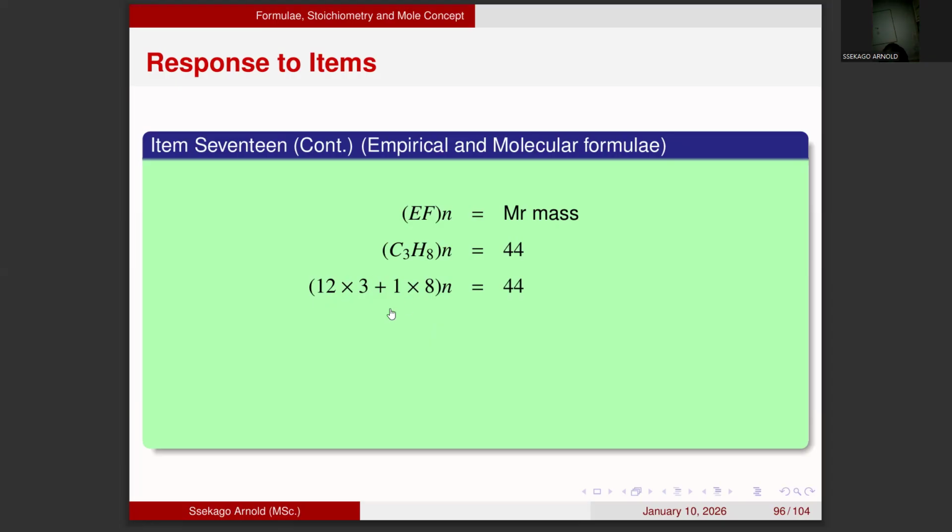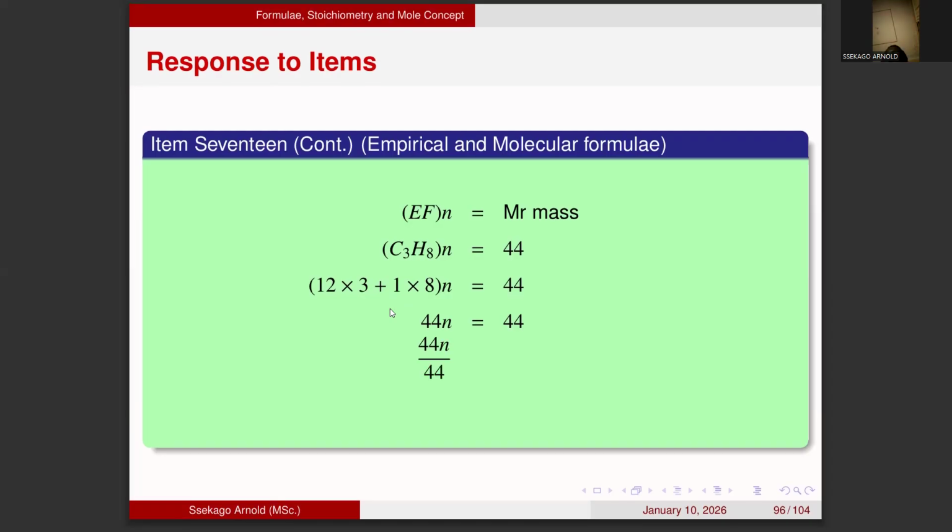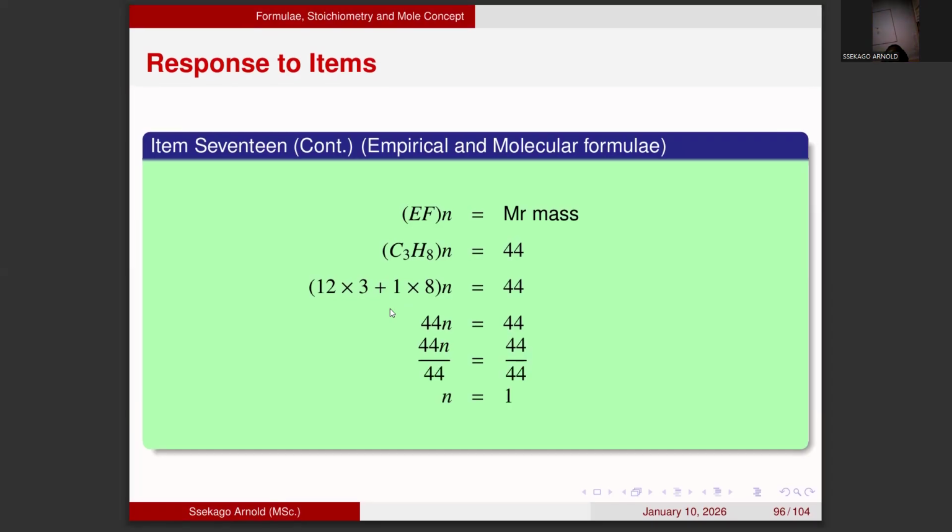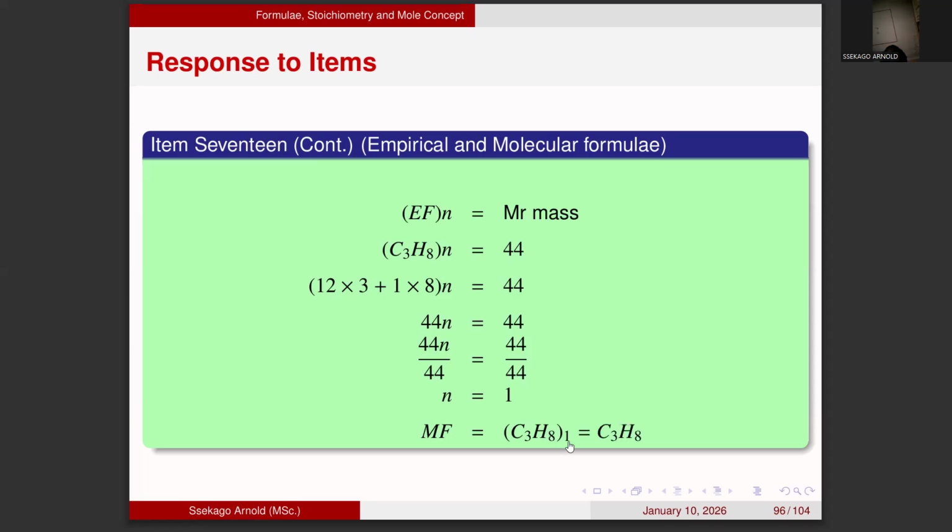Now summing here, we shall have 44n equals 44. Dividing both sides by 44, we obtain n equals 1. And substituting the value of n back, we shall have our empirical formula times 1, and 1 does not change anything. So therefore, this will be our molecular formula. This is item 17. As for now, allow me first stop here.